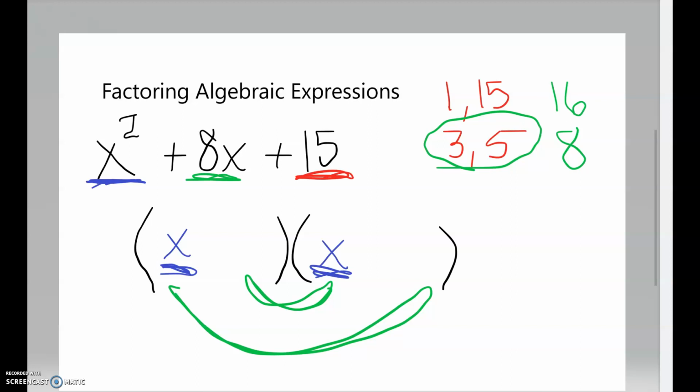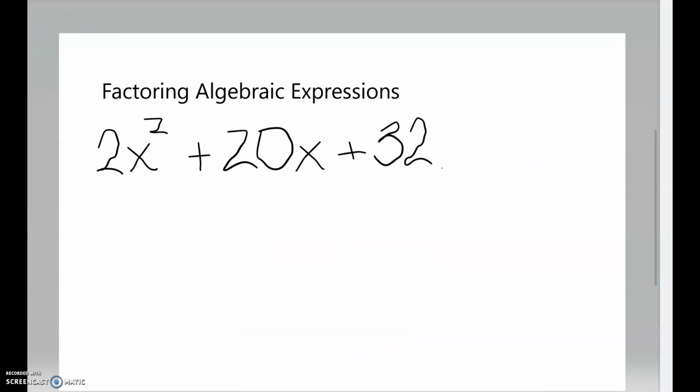I will put the 3 and the 5 in those last two terms. They do need to be addition because I want them to multiply together to equal positive 15 and add together to equal positive 8, which leads me to the two binomials of x plus 3 times x plus 5. And you can check to make sure this works by using the distributive property.